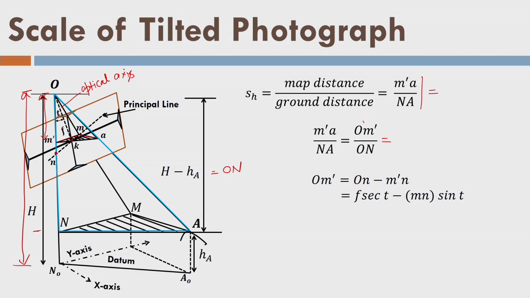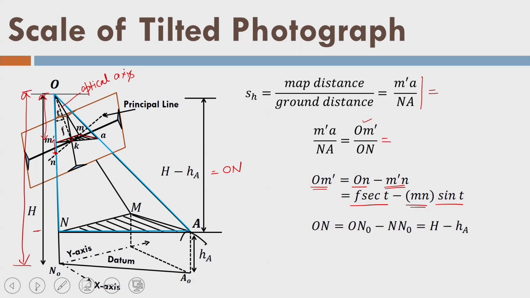Now, let us calculate the Om dash, which is slightly complicated because of its involved mathematics. Om dash is On minus m dash n. So, On is equal to f sec t, where t is the tilt angle, and m dash n is equal to mn into sin t. So, you can use this triangle shown here. Let us go ahead.